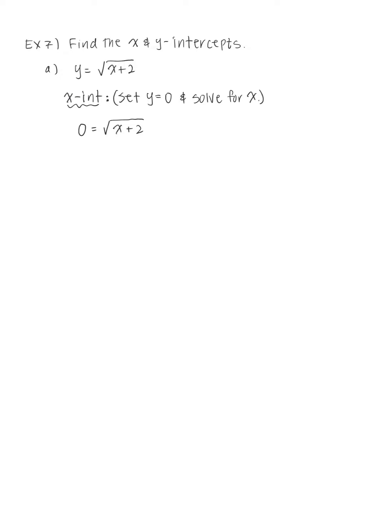So here, if I square this side, then I better square this side as well. So 0 squared is just 0, and then here you're going to have x plus 2. Now subtracting 2 from both sides, we're going to get x equals -2.